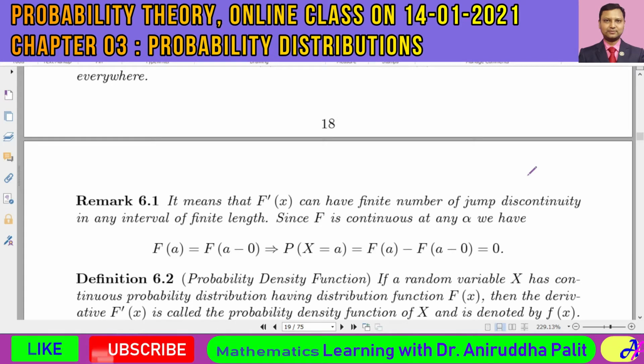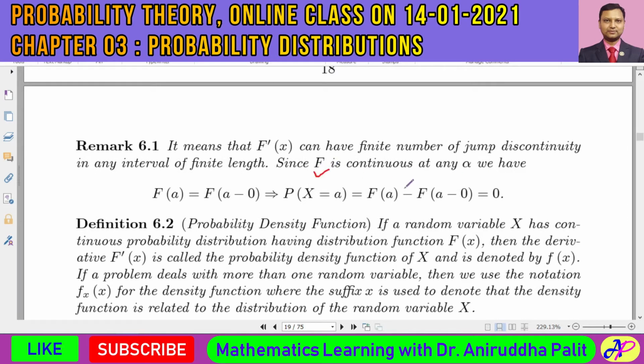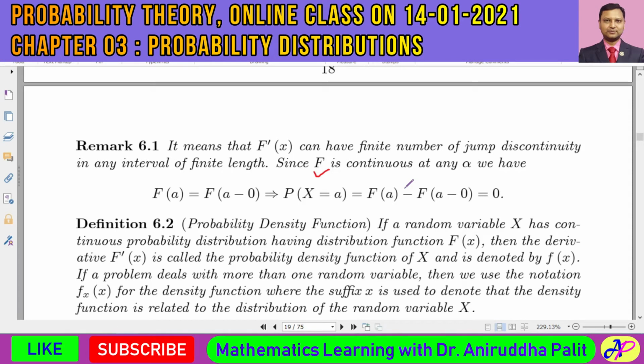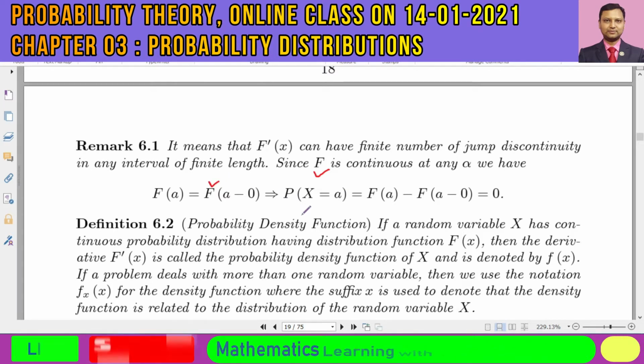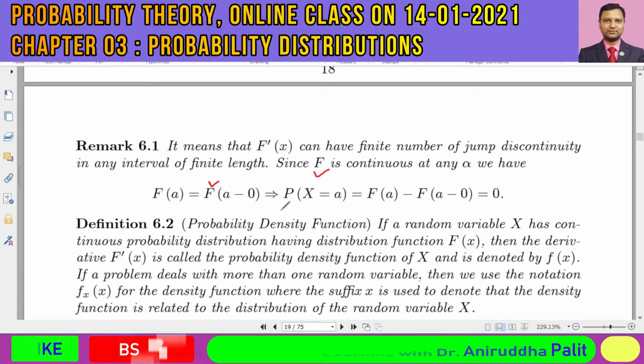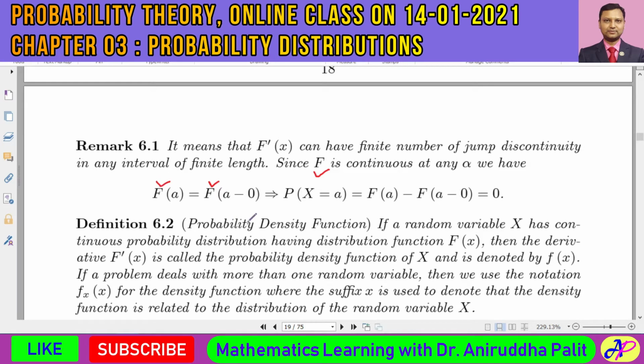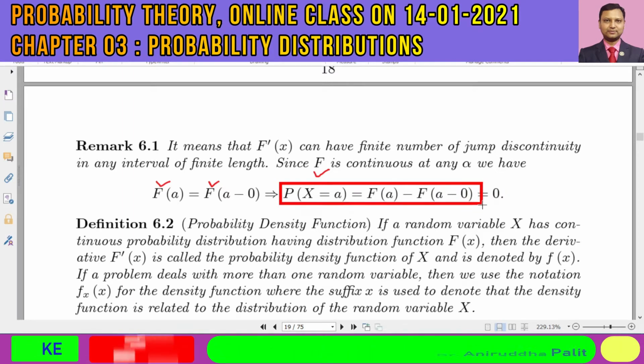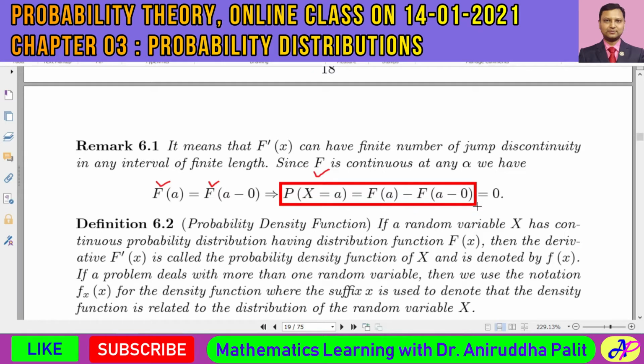One important feature is that the function F is continuous. We had a property that the function F is a monotone non-decreasing function, continuous on the right, but here the function is continuous on the left as well, and therefore the left limit of the function F at any point a must be equal to the value of the function at that point. And we know this known result, that the probability that X is equal to a is equal to F of a minus F of a minus 0. I proved this result in our previous lectures.